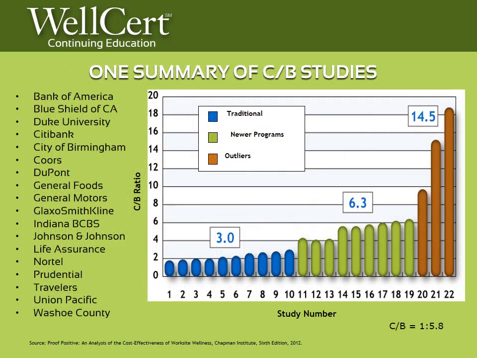Now, this is another summary that I prepared for the American Journal of Health Promotion. It was published in 2012. It included, at the time, 64 different studies. I now have compiled 110 studies, and I will be putting together an update of this in the next year or so. The organizations reporting these studies are listed on the left, and there are 22 of them reported in this particular study.